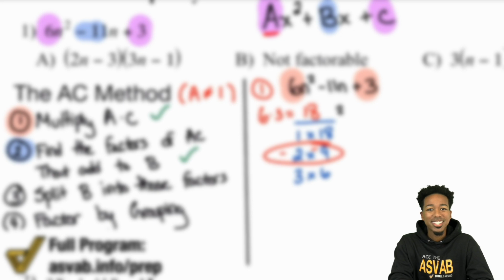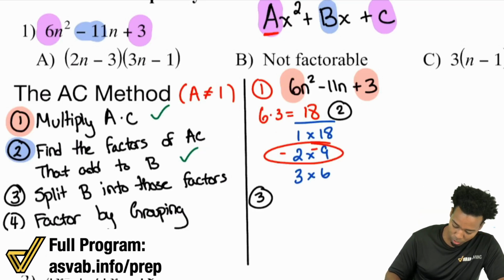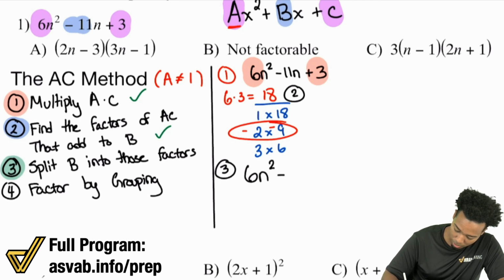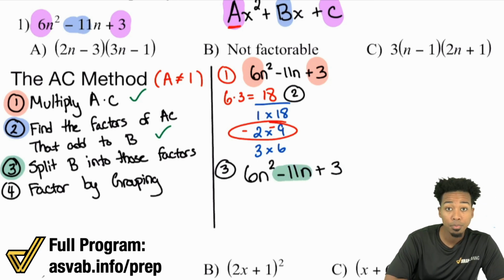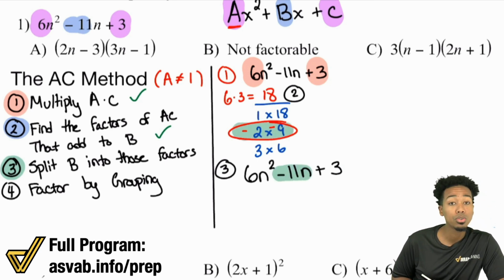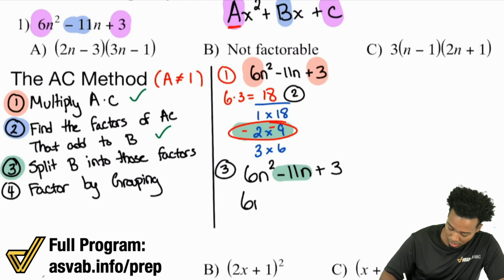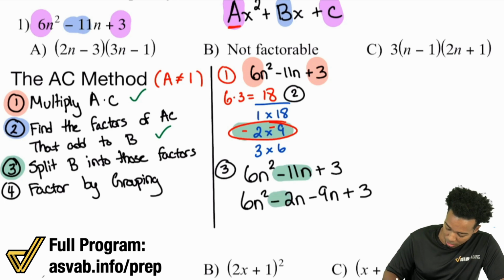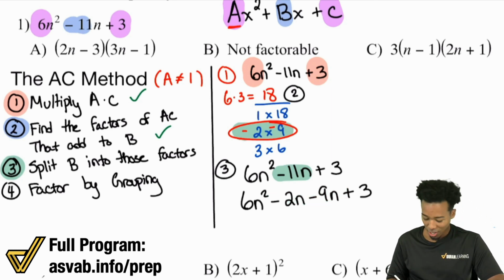Let's get started. Let's look at step 3. Here's what we're doing now, my math party people: splitting B into these factors. I'm going to rewrite 6n squared minus 11n plus 3. We take this negative 11n and split it into those 2, so we have 6n squared minus 2n minus 9n plus 3. Just like that.